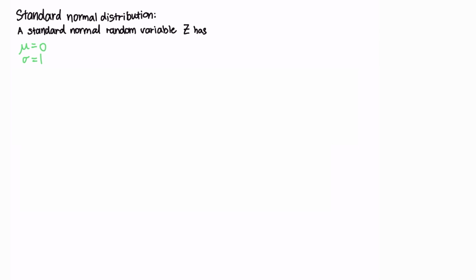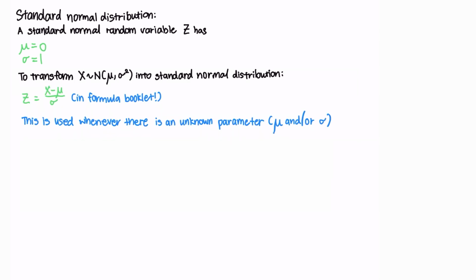Now the final thing we're going to look at is the standard normal distribution. Why is this useful? A standard normal random variable z has a mean of 0 and standard deviation equals to 1. To transform any variable x that is normally distributed with a mean of mu and variance of sigma squared into the standard normal distribution, we can take z equals x minus mu over sigma. This is actually in your formula booklet. Now the reason for standardization is to use it whenever we have an unknown parameter, so if we want to find a parameter of mu and or sigma.